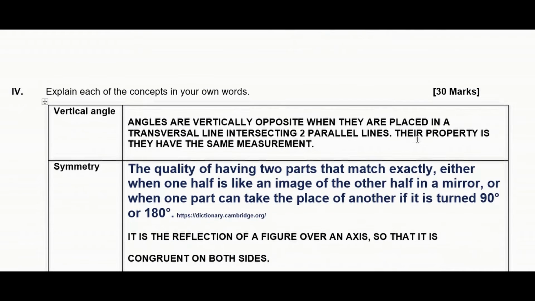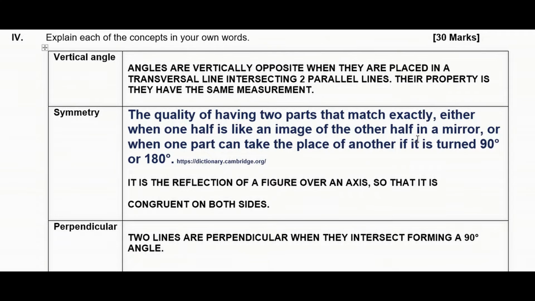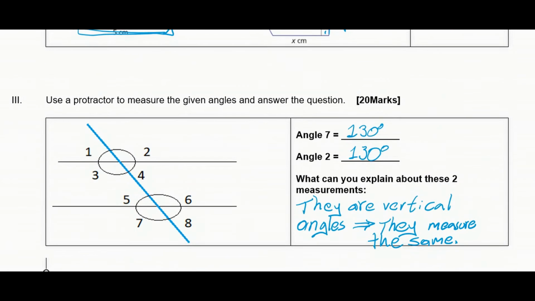Okay, we are going to work on exercise 4 now, which is about definitions. We have some definitions here. It says vertical angle. Angles are vertically opposite when they are placed in a transversal line intersecting two parallel lines. Their property is they have the same measurement. So we once again say angle 2 and angle 3 are vertically opposite.